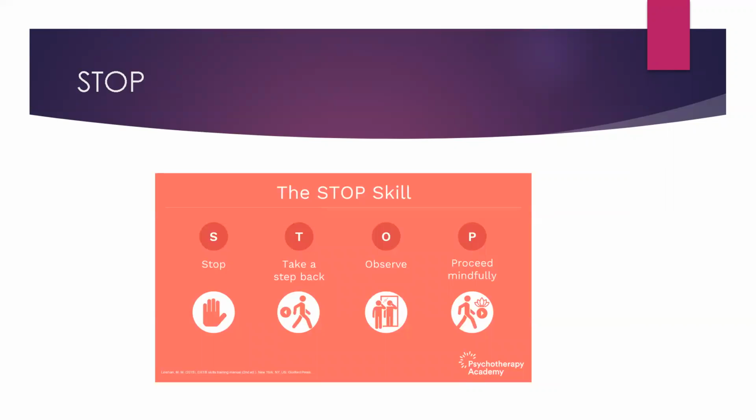O is for observe. Observe what is going on both inside of you and around you. In addition to noticing the people around you, notice what you're thinking and feeling. And then lastly, P is for proceed mindfully. Use a mindfulness skill to encourage a wise mind response.